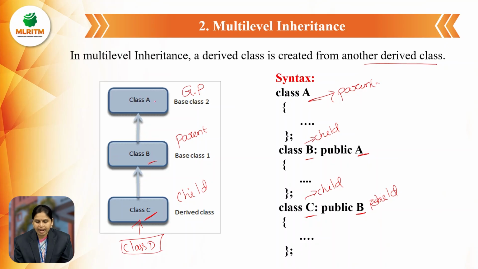Here A is a grandparent. This parent class B is a child for class A. Now, when we consider class A and class B, A is parent and B is child. But when we consider B and C, now C is derived from the B child class. One child class derived from another child class is called multi-level inheritance.